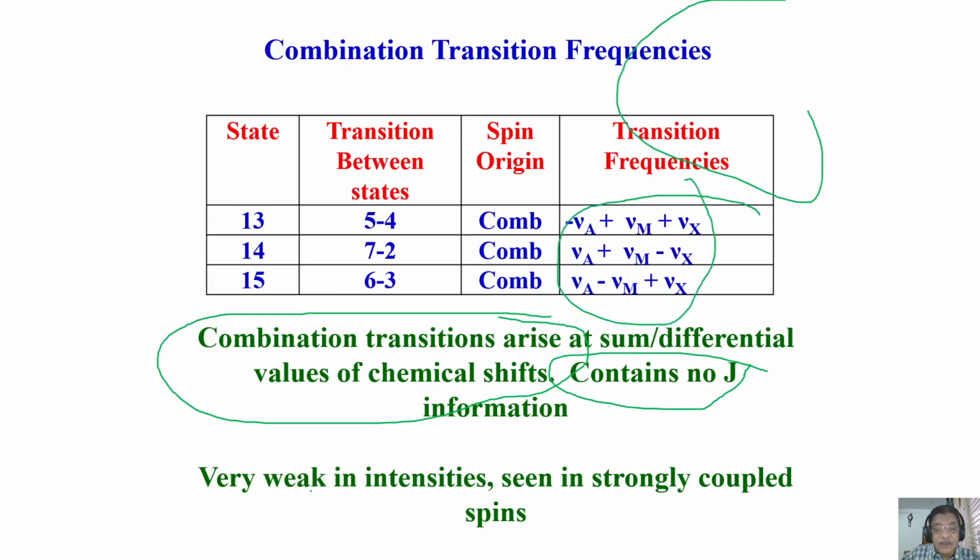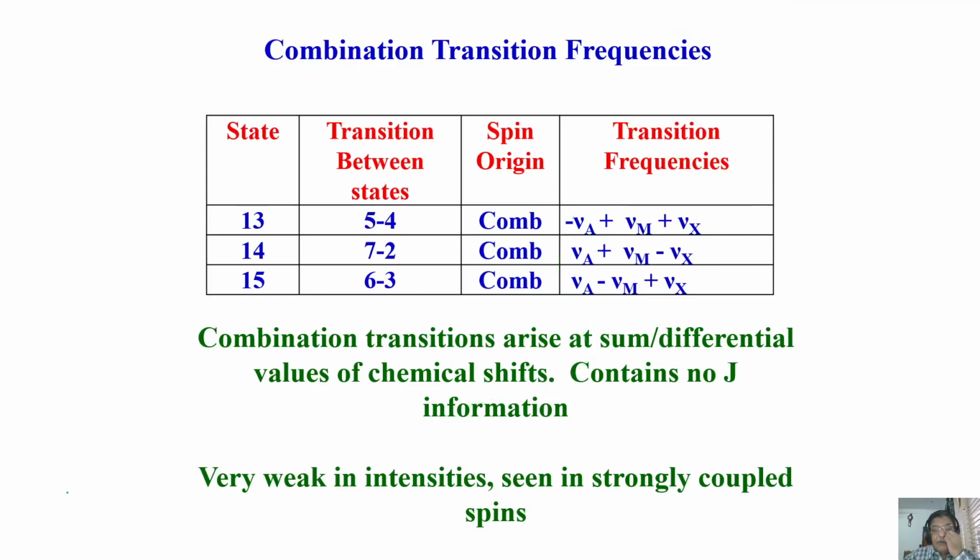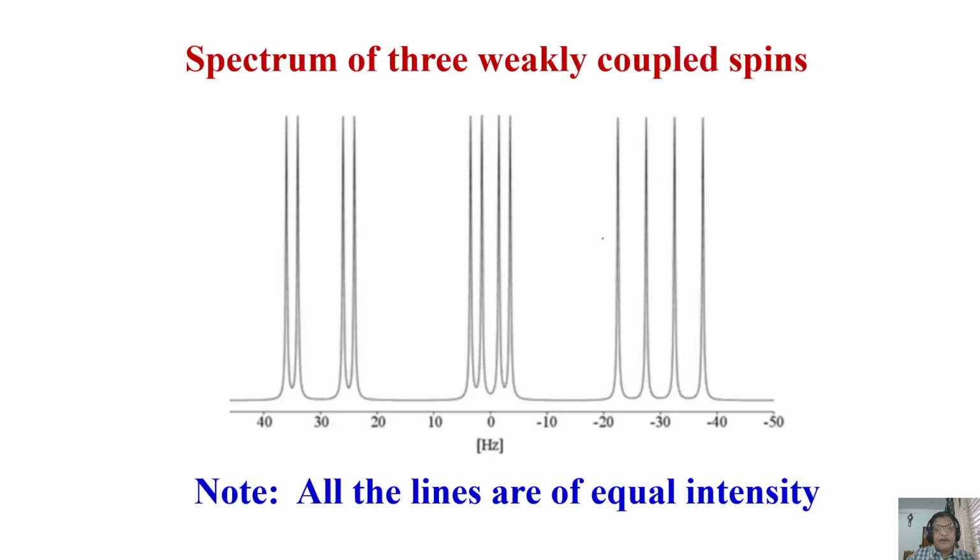Allowed, but not seen. Whereas in the strongly coupled spin system, which I am going to explain later, these three transitions are allowed. They are seen, but not in AMX. Remember this point, okay? And this is the typical example of an AMX spectrum.